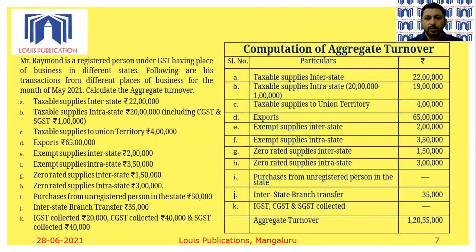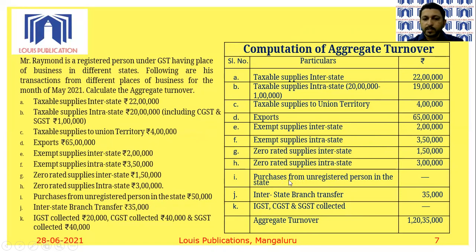So let's look at the solution. Computation of aggregate turnover. As I mentioned, taxable supplies interstate 22 lakh is included. Point B, taxable supplies intrastate 20 lakh minus 1 lakh because 1 lakh is GST amount, CGST and SGST, that is not to be included, only 19 lakh. Taxable supplies to Union Territory is 4 lakh rupees. Exports 65 lakh is included because exports are zero rated. Exempt supplies interstate is 2 lakh rupees. Exempt supplies intrastate is 3 lakh 50. Point G, zero rated supplies interstate is 1 lakh 50. Zero rated supplies intrastate is 3 lakh rupees.